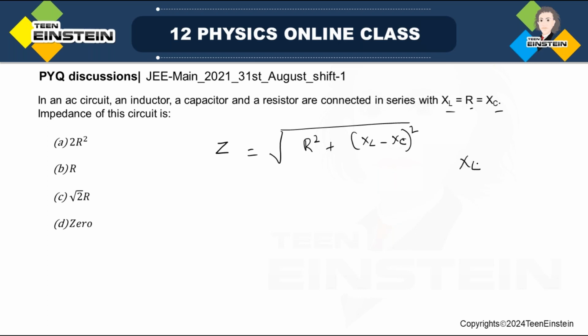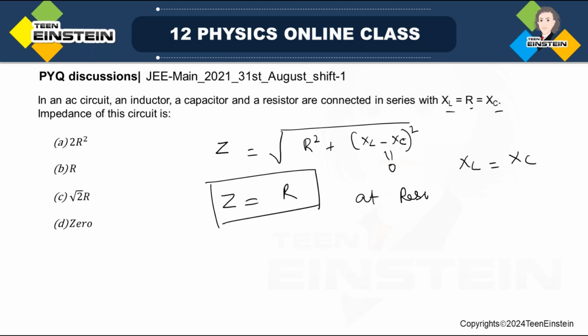Now if XL is equal to XC, then this term goes to 0 and we get Z equal to R, and this happens only at the resonance condition. The whole power will be dissipated through the resistor. So this occurs at resonance. All right, so option B will be the correct answer for this question.